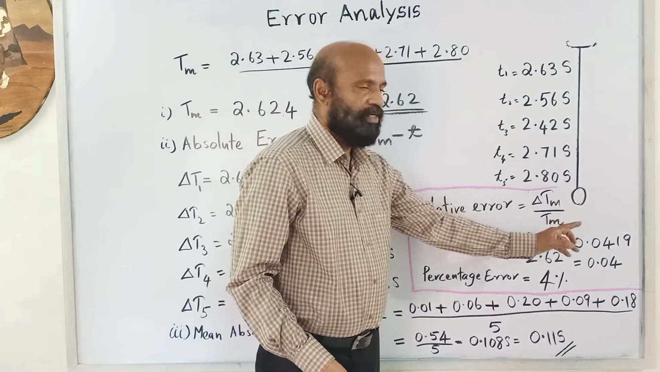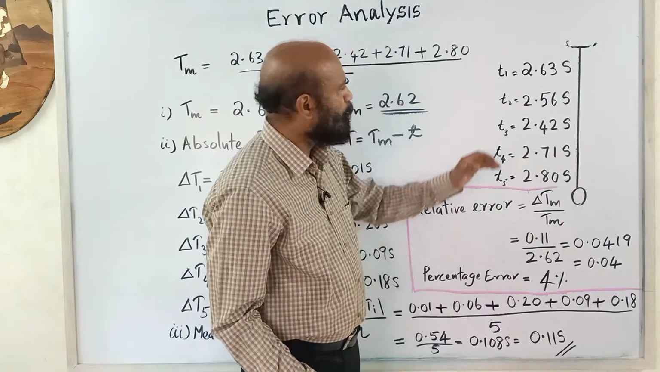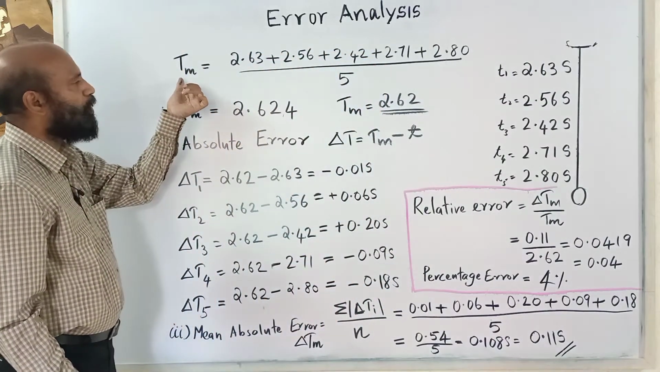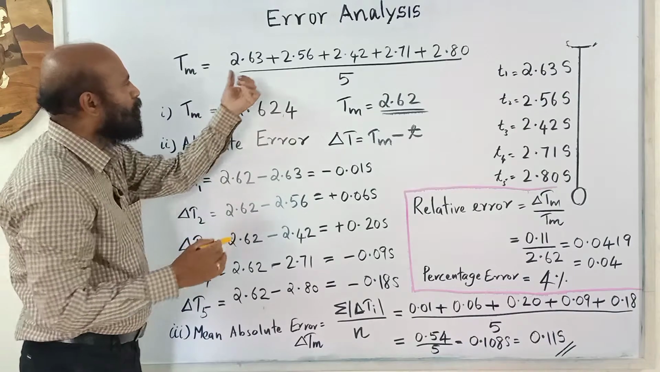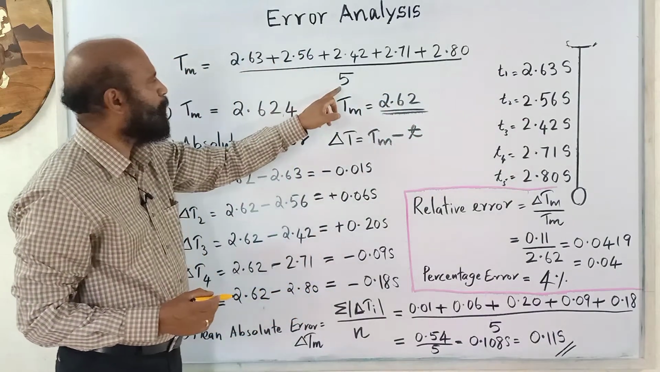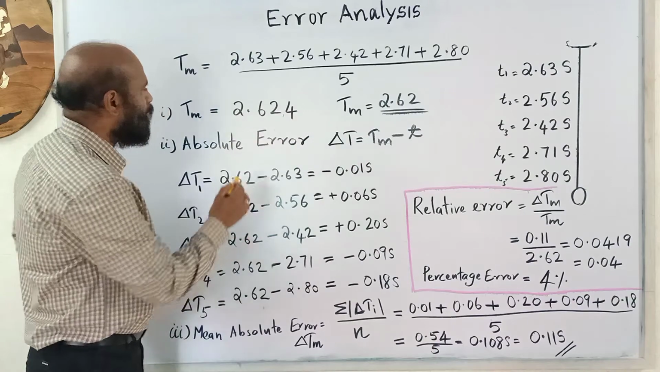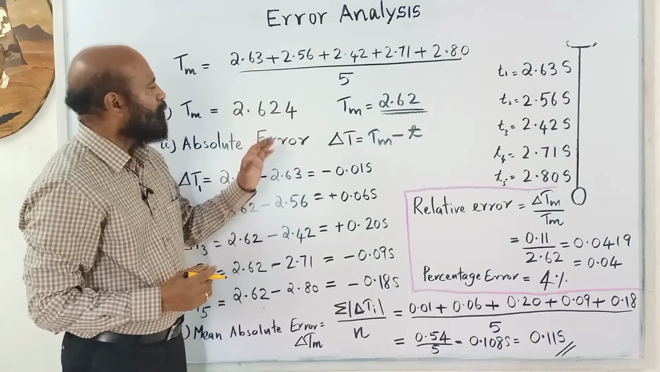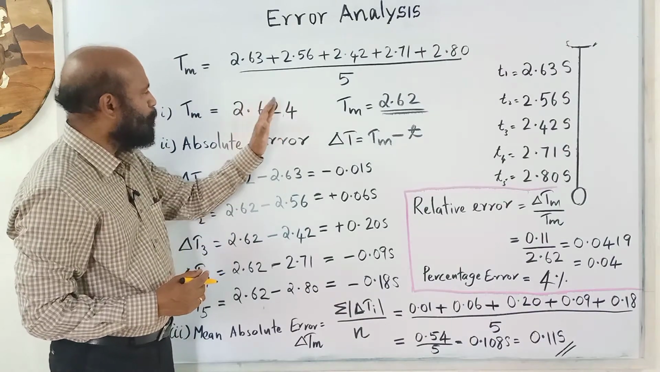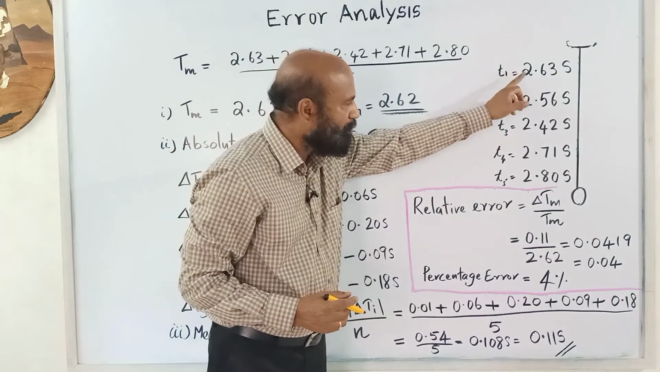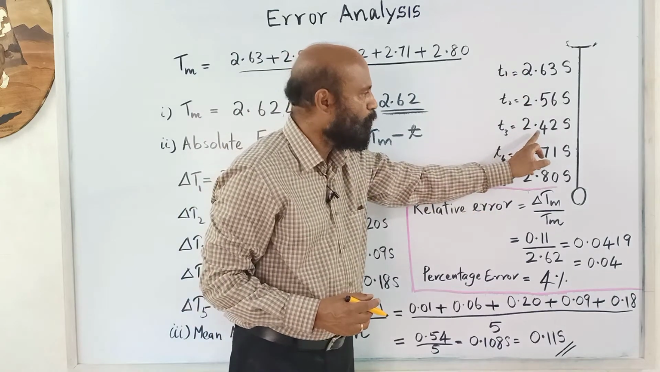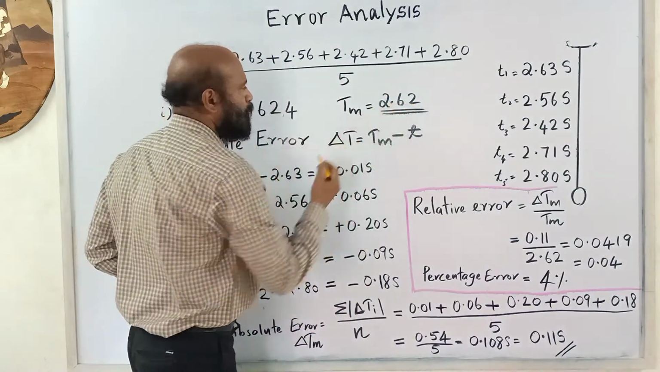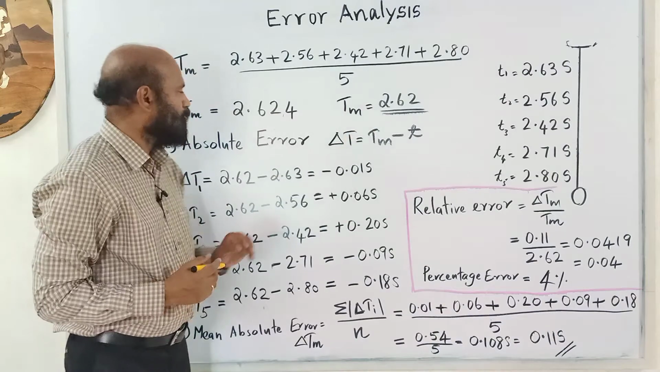Period of oscillation of a simple pendulum is measured and there are 5 observations. First we have to get a mean value. So add all the values and divide by the number of observations. So you'll get the mean value. Mean value is 2.624. Then round it off to 2 digits after the decimal point, because in the given data there are only 2 digits after the decimal point. So in the answer also there should be 2 digits after the decimal point.